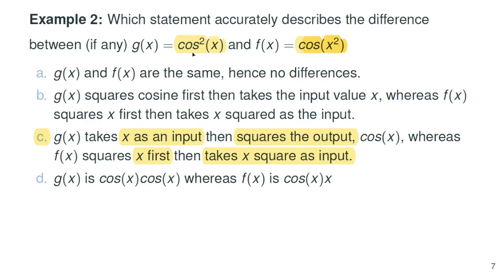The notation is very important. It matters where we put the square. This is squaring x first, squaring the angle first, and putting it into cosine. This is putting the angle into cosine first. Whatever value we get, we square the value.